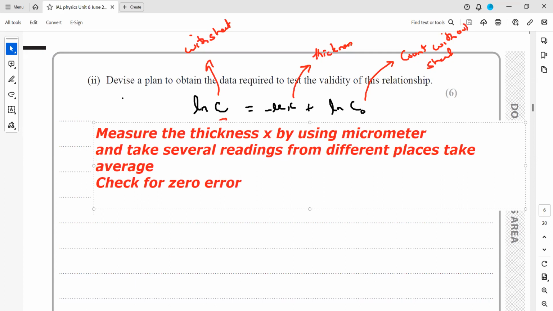Then we record the count, which is C naught there. So record the count rate. Then record the count rate with aluminium as well. When the experiment is done in nuclear physics, it should be done over a longer period of time so we can get a more accurate result. So record the count rate over a long period of time.